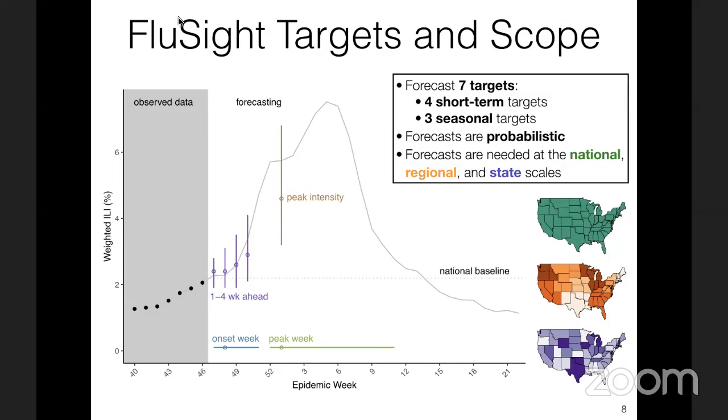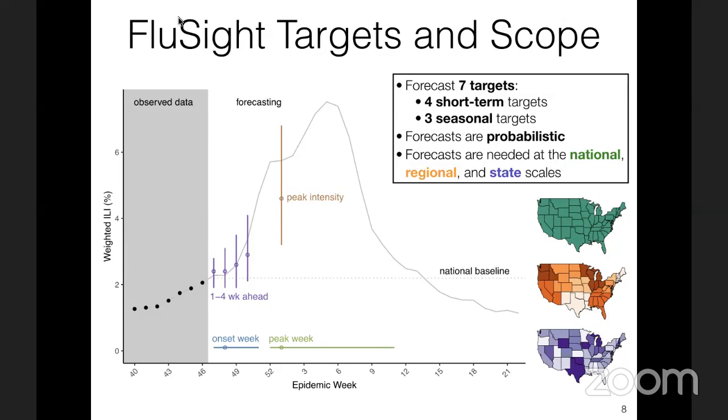So we forecast the onset, which is the first week of the flu season, as well as the peak intensity and the peak week. The peak intensity is just the maximum Y value that's going to be observed over the season, and the peak week is the week on which that maximum will occur.